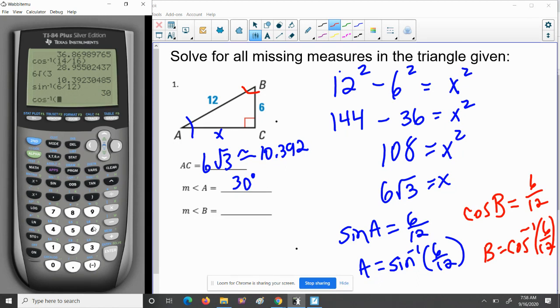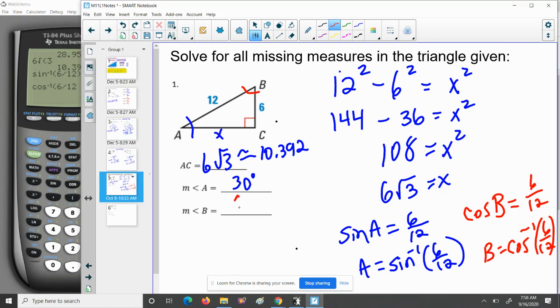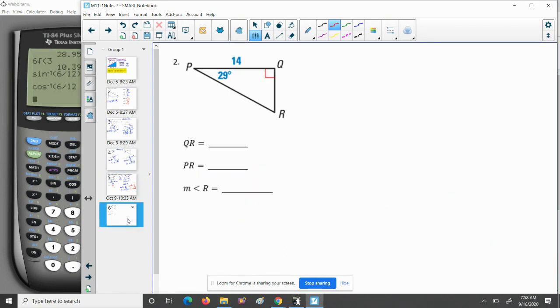Second cosine, 6 over 12. And that would give us 60. So we already knew that, but now the math proves it. Okay, so 60 degrees. So we can use this to find the measures of angles or sides depending on what's in our triangle. Let's take a look at one more.